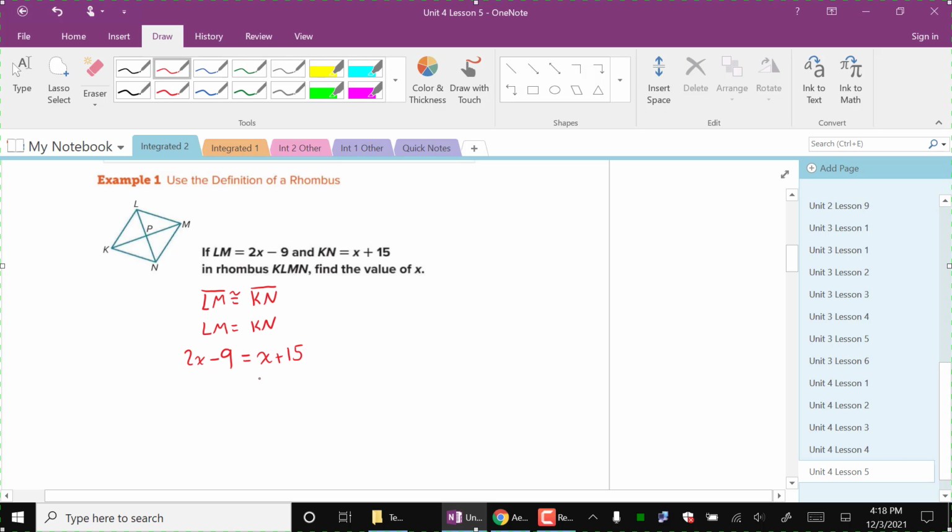So I want to get x on one side. So subtract x. That gives me x minus 9 equals 15. Now I want to isolate x by itself, so I'm going to undo this operation. So add 9. I get x equals 24. So x equals 24 is the solution to this problem. We just have to find the value of x.